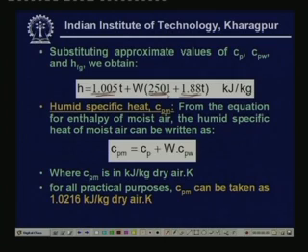From the equation of enthalpy of moist air, the humid specific heat of moist air can be written as Cpm is Cp plus W into Cpw, where Cp is the specific heat of the dry air, W is the humidity ratio, and Cpw is the specific heat of the water vapor at constant pressure. And of course, the units of Cpm are kilojoule per kg dry air per Kelvin. For all practical purposes, you can use a mean value of humidity ratio, and take the value of Cpm as 1.0216 kilojoule per kg dry air Kelvin.